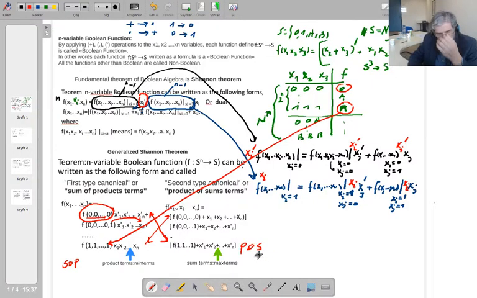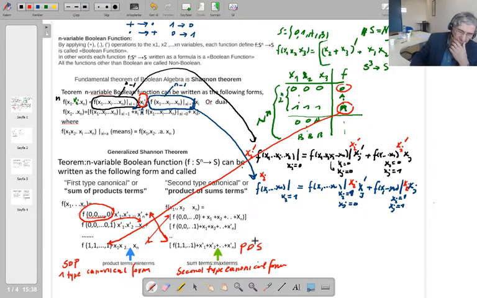There is another name for those. This is also called first type canonical form. That is the second type canonical form. So how many terms we've got here is 2 to the power n, because this special 2 to the power n values is enough for us to write the Boolean function.